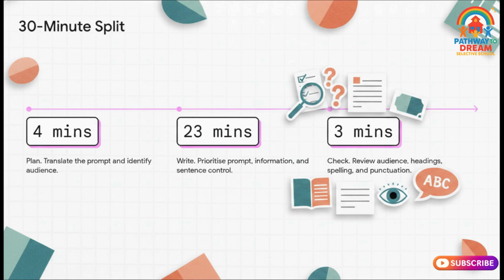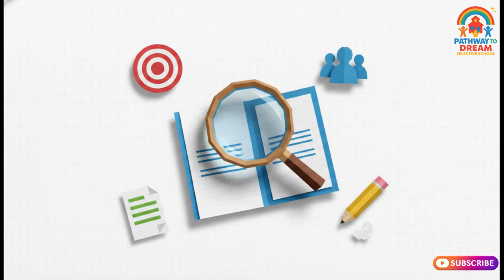Step 2, spend 23 minutes writing. Prioritize answering that prompt, developing your core information, and maintaining good sentence control. And Step 3, you have to reserve those final 3 minutes for checking. I cannot stress this enough. Those final 3 minutes are absolute gold.